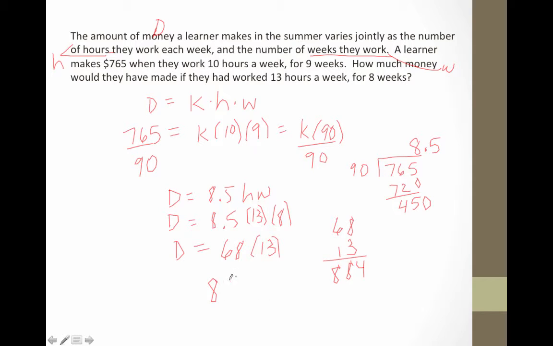So they would have made $884. Still don't know why I'm getting all these jagged lines here. Interesting. So what was the 8.5 in this case? The 8.5 was their hourly wage. You take the number of hours per week times the number of weeks you work, and that's the total number of hours you worked. So the hourly wage in this case was $8.50.